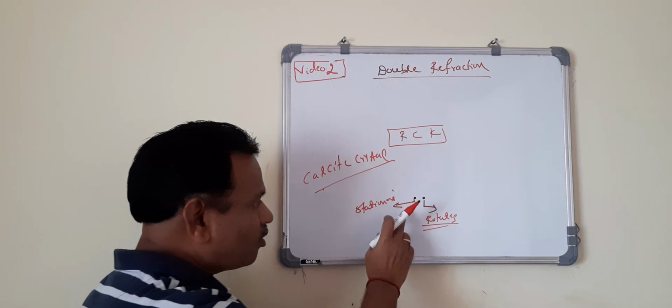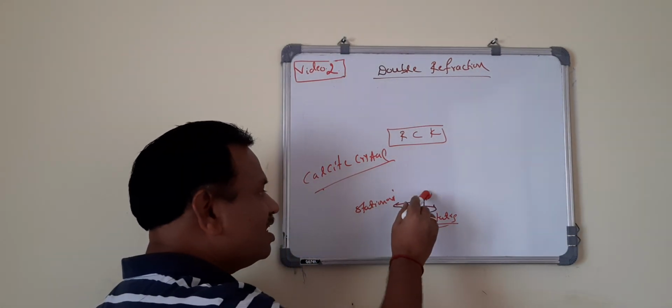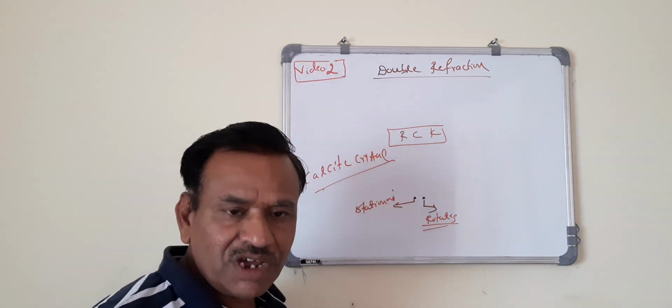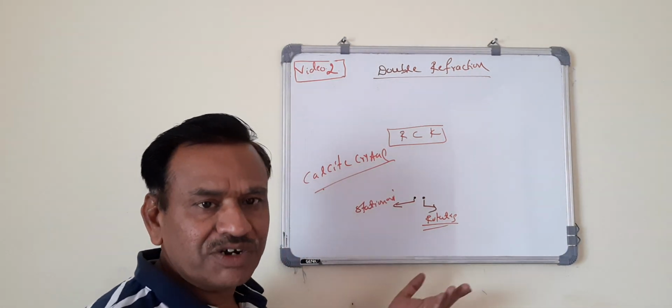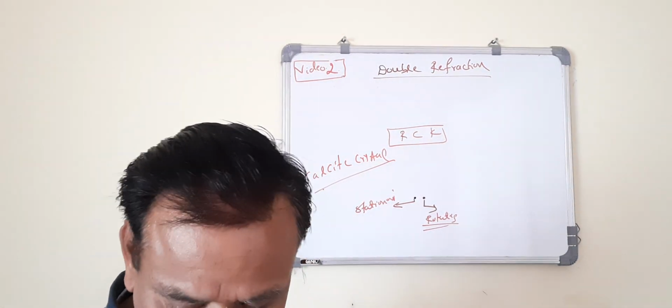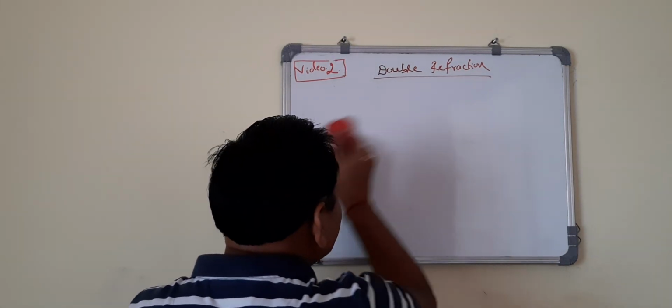Here two images are formed, image 1 and image 2. Image 1 is stationary, and image 2 rotates. This is the interesting phenomenon you are observing. Kindly go through that video also, then you can understand things better. Now let us come to double refraction.